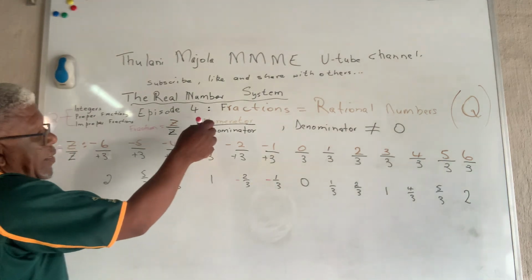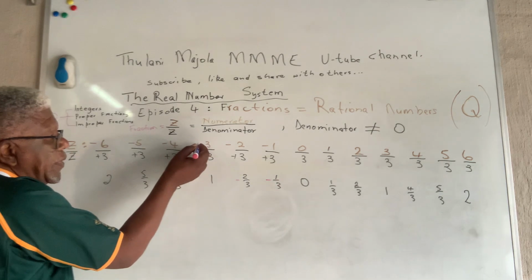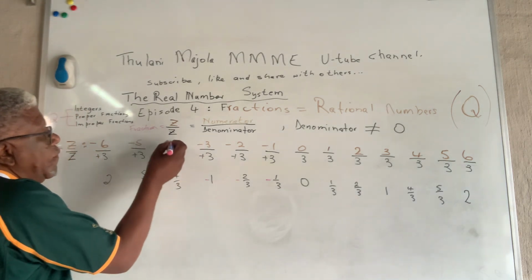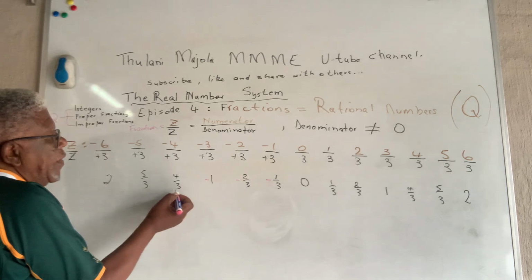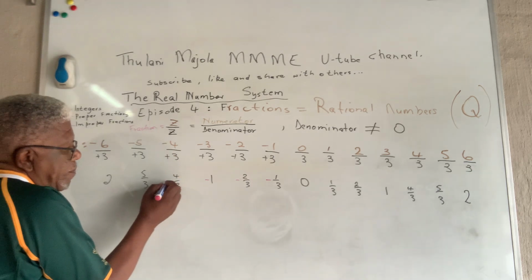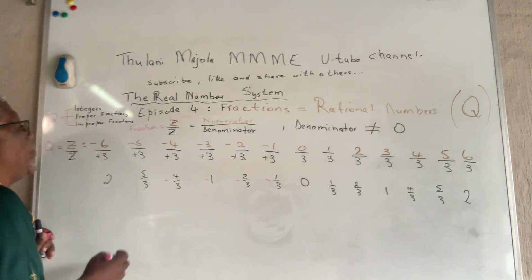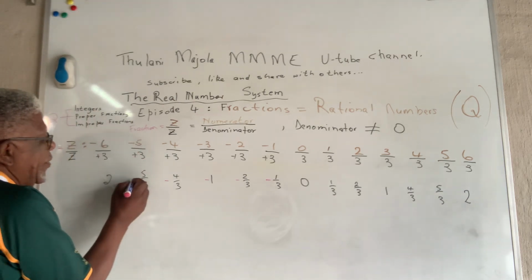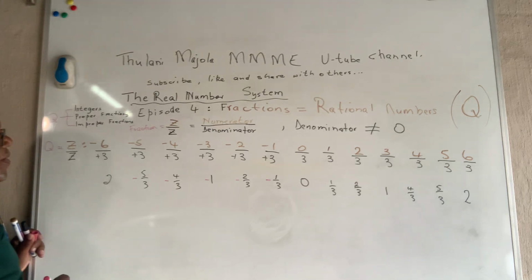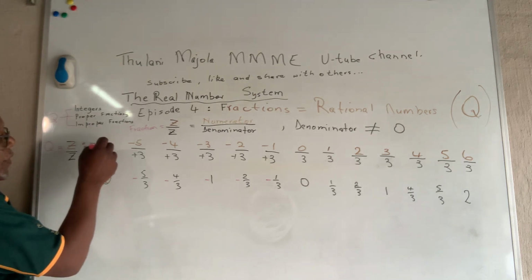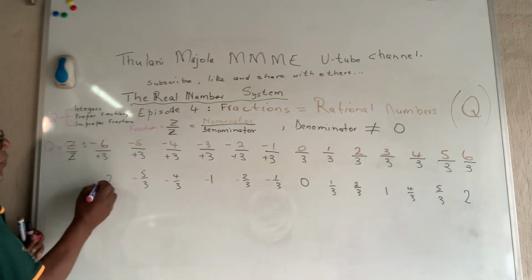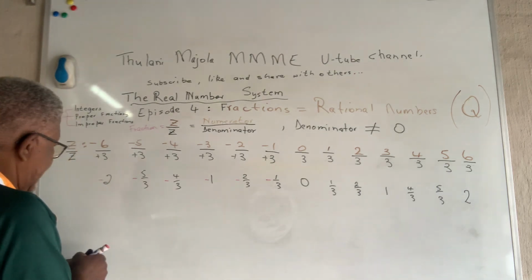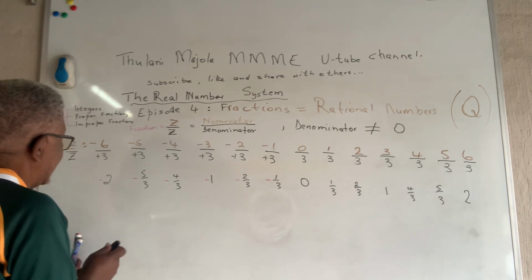Again here, 3 divided by 3 is 1, but a negative divided by a positive gives you a negative. 4 divided by 3 is 4 divided by 3, but a negative divided by a positive gives you a negative. 5 divided by 3 is 5 divided by 3, but a negative divided by a positive gives you a negative. Similarly, 6 divided by 3 is 2, but a negative divided by a positive gives you a negative. So what do you have now?